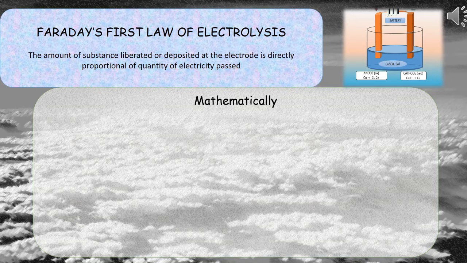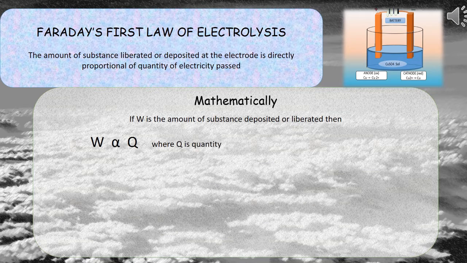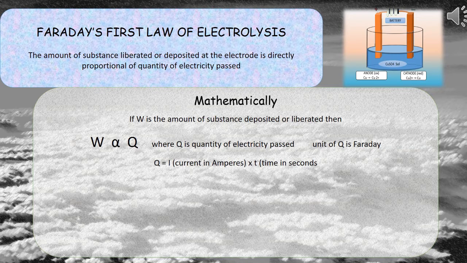Now, mathematically, if W is the amount of substance deposited or liberated, then W is directly proportional to Q, where Q is the quantity of electricity. The unit of Q is Faraday. Q is equal to current into time, where the current is in amperes and time is in seconds.